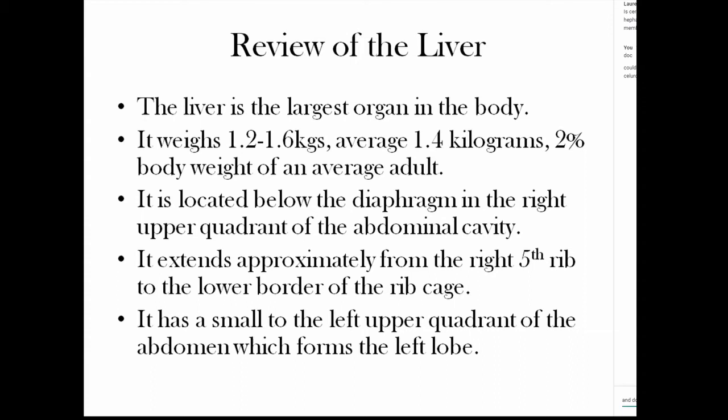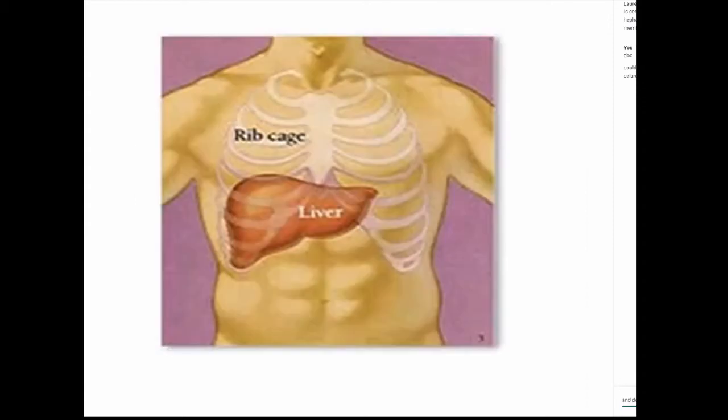It has two lobes. The largest is the right lobe, and there is a small lobe that extends to the left. So most of the liver is in the upper right quadrant of the abdomen, but there is an extension to the left, which is significant. The two lobes are separate, but functionally they work as one unit. This is what the liver looks like anatomically. The left lobe is slightly smaller than the right lobe.